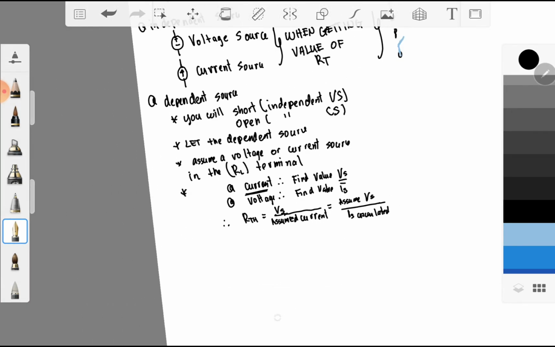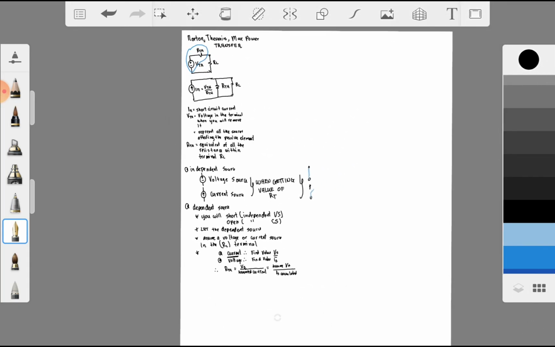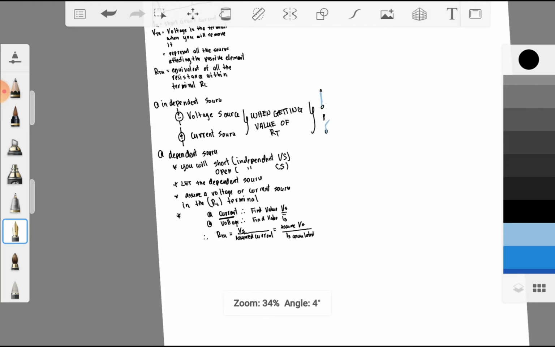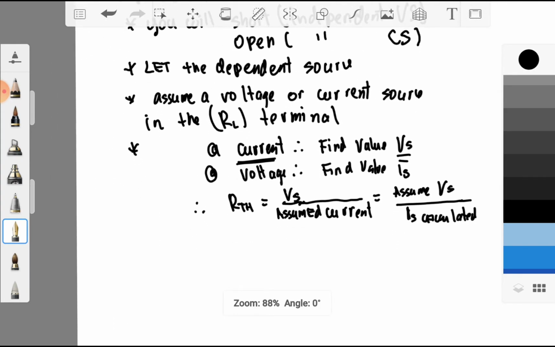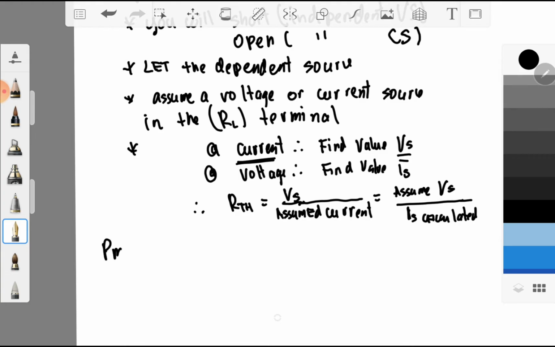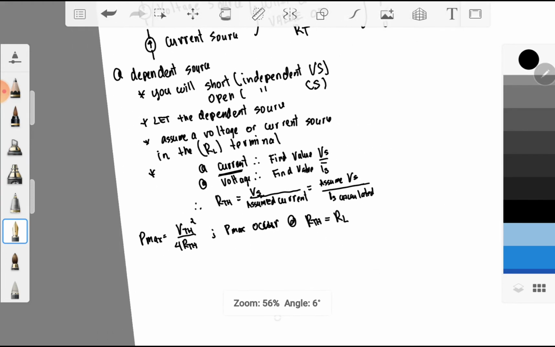So, ganun lang yun. This is a summary of your Norton, Thevenin, and maximum power transfer. Take note that your maximum power transfer P max will always be equal to VTH squared all over 4 RTH, wherein P max occurs at RTH equal to RL. Okay, that is just a recap for our discussion.